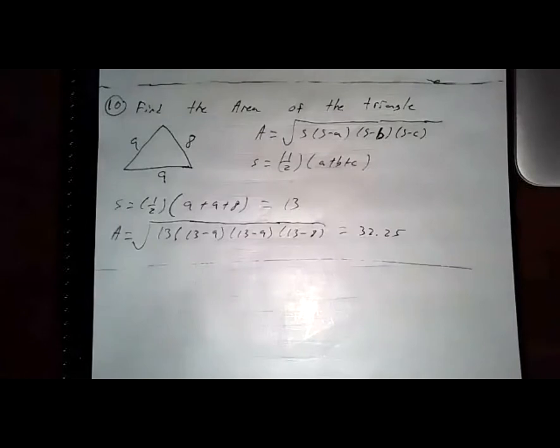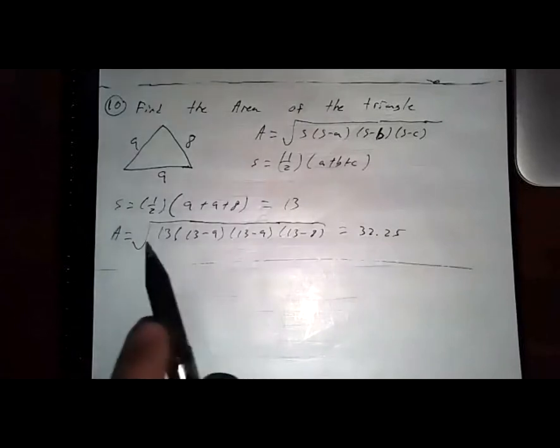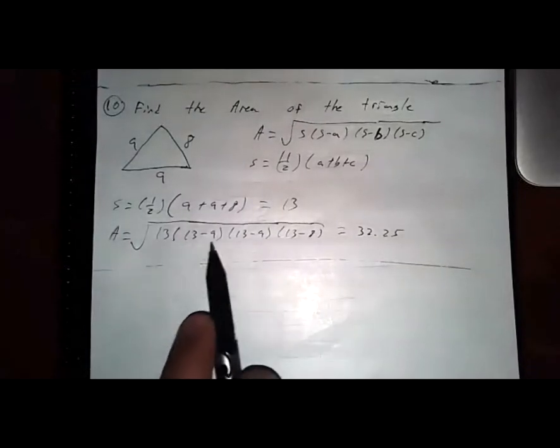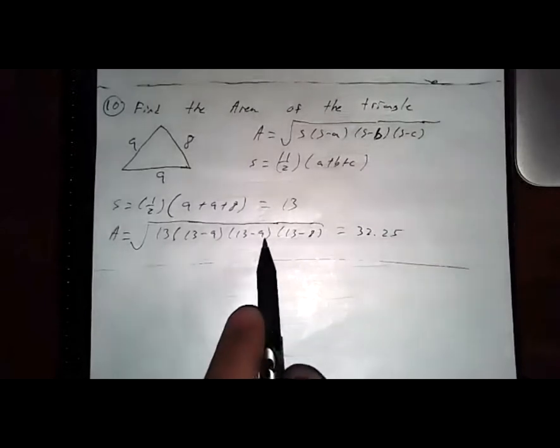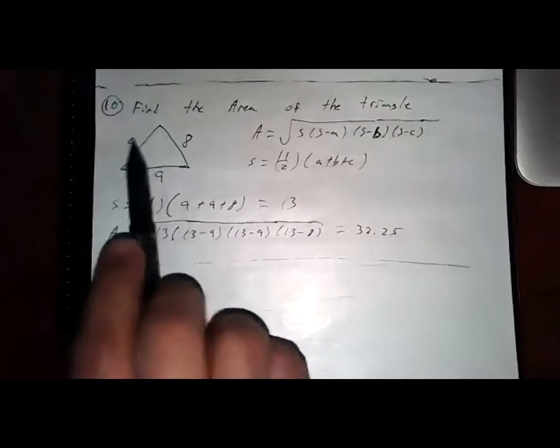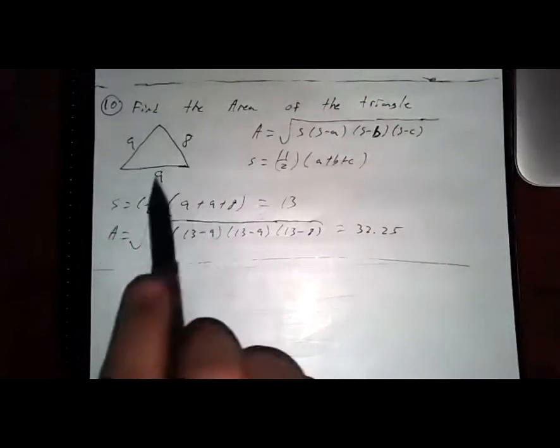Is that 13? So A at the bottom, A equals, and then 13 parentheses, 13 minus 9? Yeah, this is 13 times 13 minus 9 times 13 minus 9 times 13 minus 8. So remember, you're just subtracting each of the sides from S.